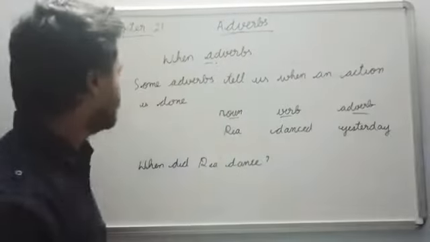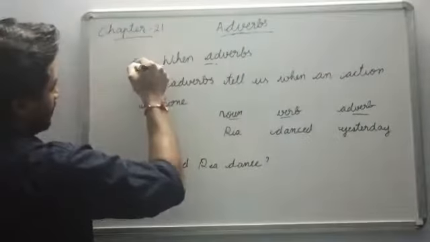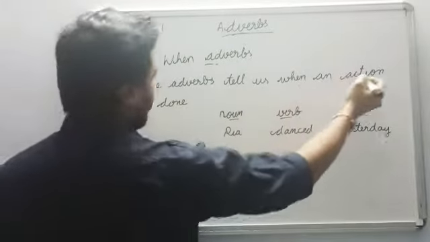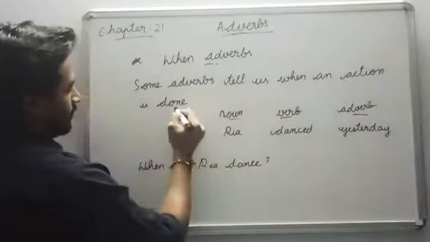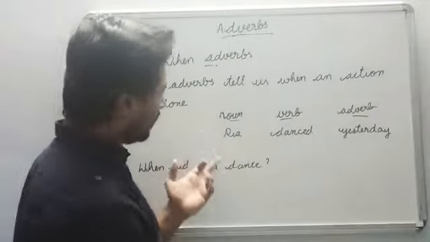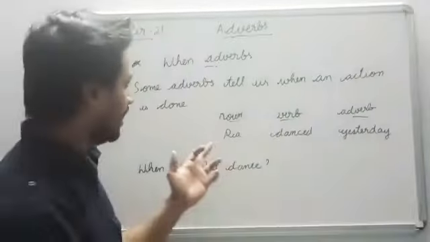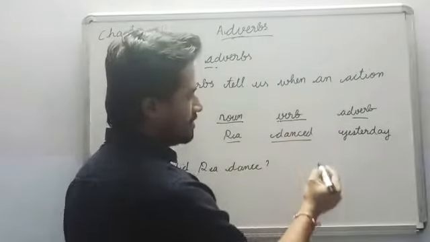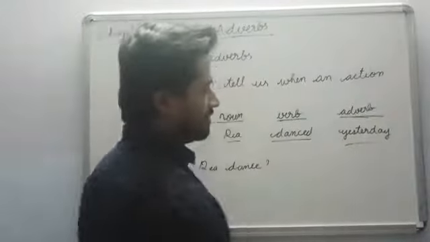So the next type will be when adverbs. Let's look at the description. Some adverbs tell us when an action is done. If you look at an example here, just like the previous example, we have a noun, Ria, a verb, danced, and an adverb, yesterday.